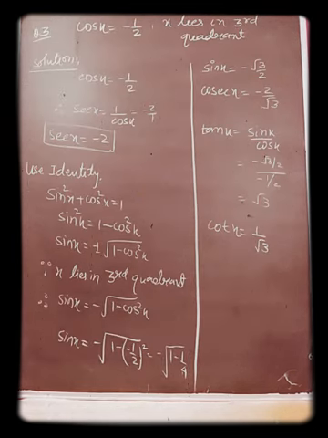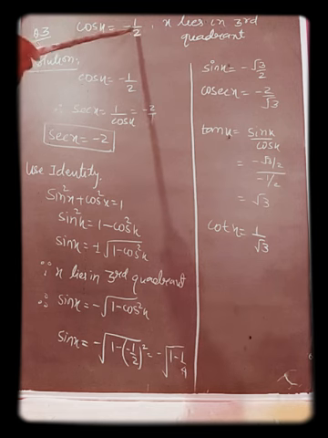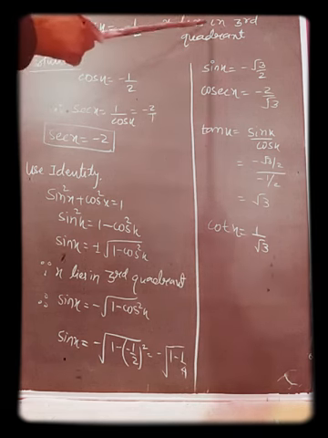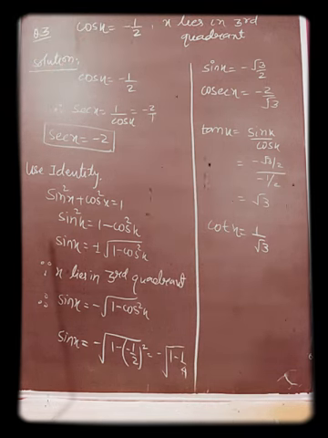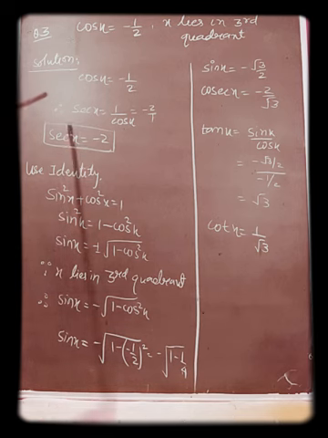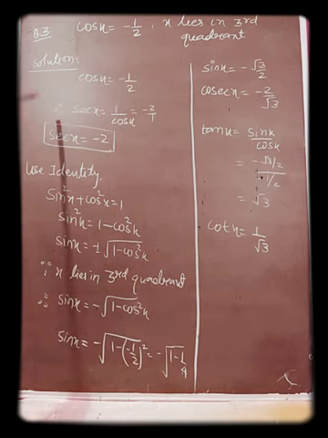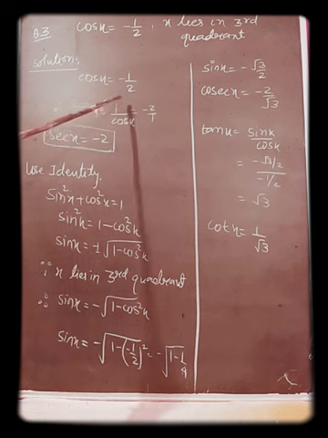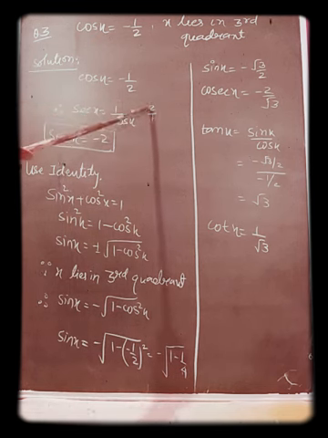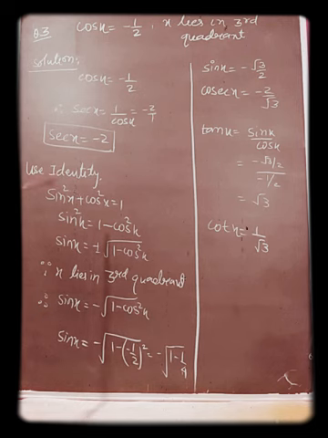Last one is question number 3. Cos of x equal to minus 1 by 2. x lies in the third quadrant. Solution: cos of x equal to minus 1 by 2. Therefore, sec of x equal to 1 by cos of x, that is minus 2 by 1. So, sec of x equal to minus 2.